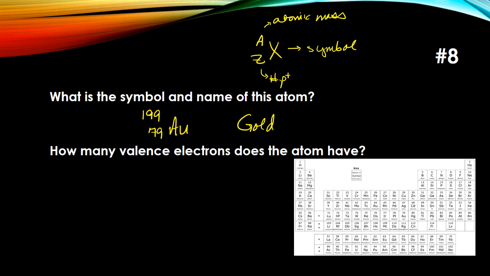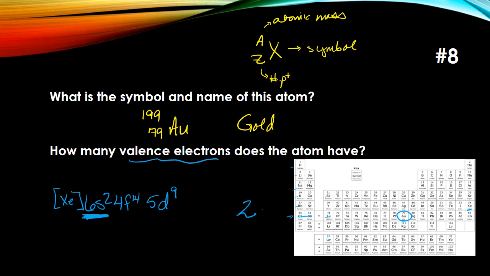So how many valence electrons? Well, the best way to do that is we should probably at least write the shorthand configuration. So we're looking at gold, and we're going to back up to xenon. So Xe, and after Xe we start here. So that's 1, 2, 3, 4, 5, 6s2. And now we've got to go down here to 4f14. Then we have to come back up here, 3, 4, 5, d9. The number of valence electrons we get from the s and p orbitals only. So, valence electrons, 2 valence electrons.